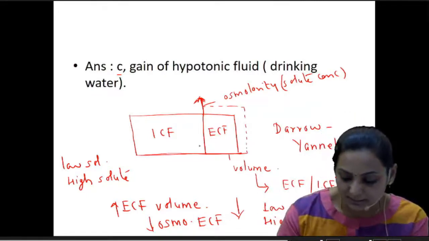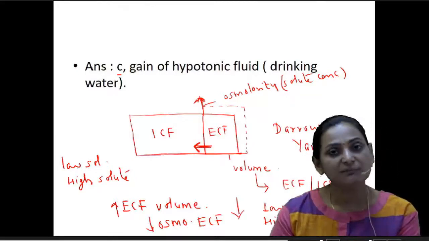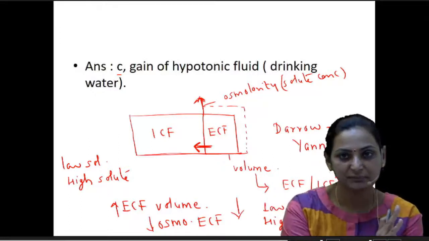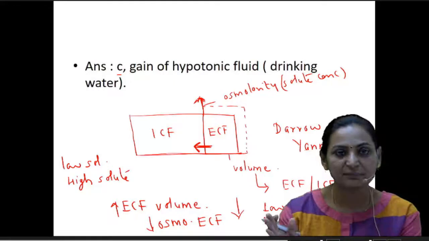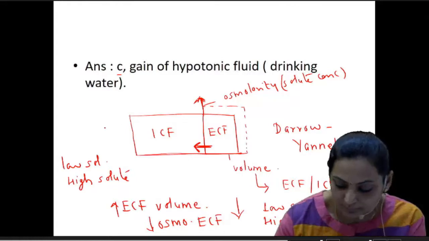That means here will be my movement, this will be my movement. That means the fluid from the ECF will go into the ICF. So what will happen to the ICF volume? The ICF volume will also increase.